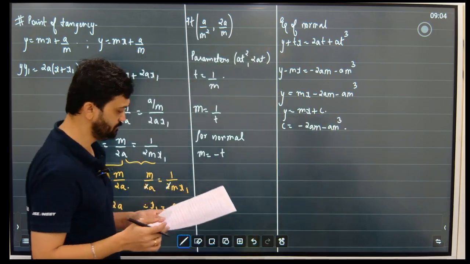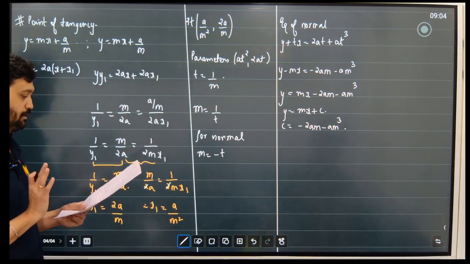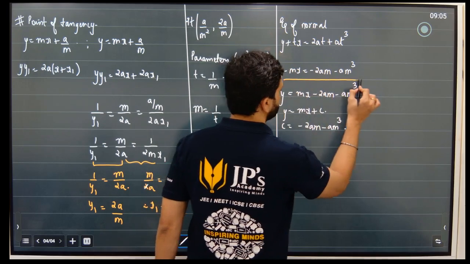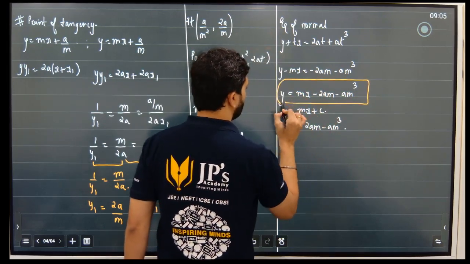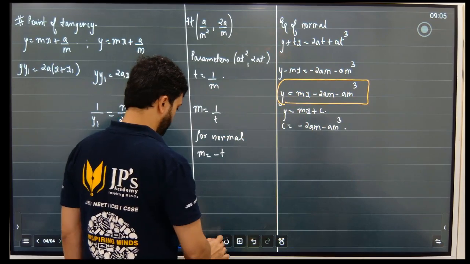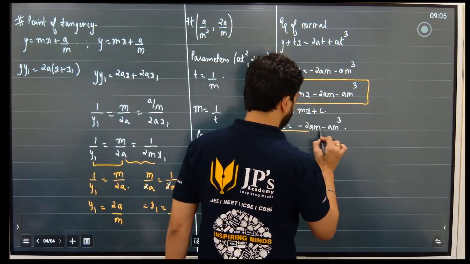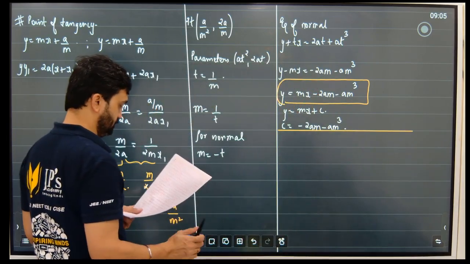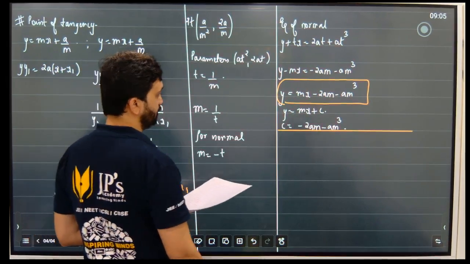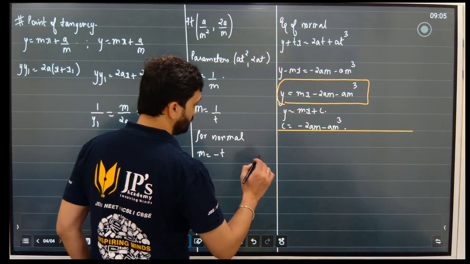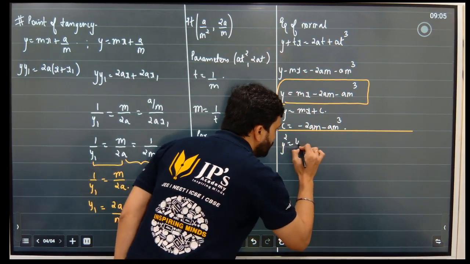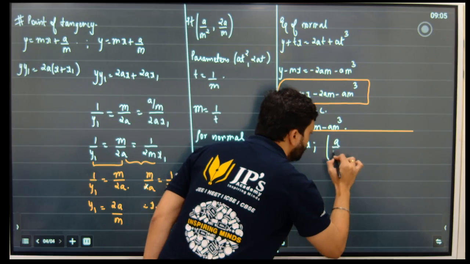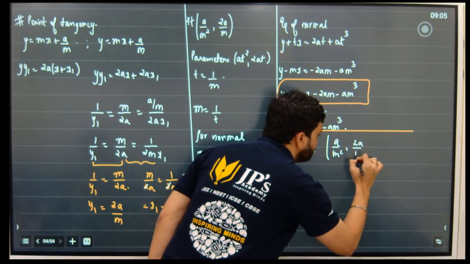So we are finding all the possible conditions that we can, and this is a very important condition, guys. Now if I continue with this, y is equal to mx minus 2am minus am cube. First of all, for y square is equal to 4ax, the point of contact is a by m square comma 2a by m.